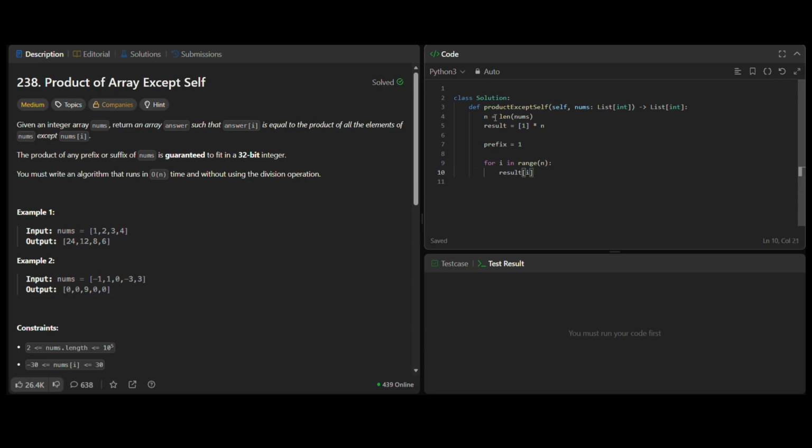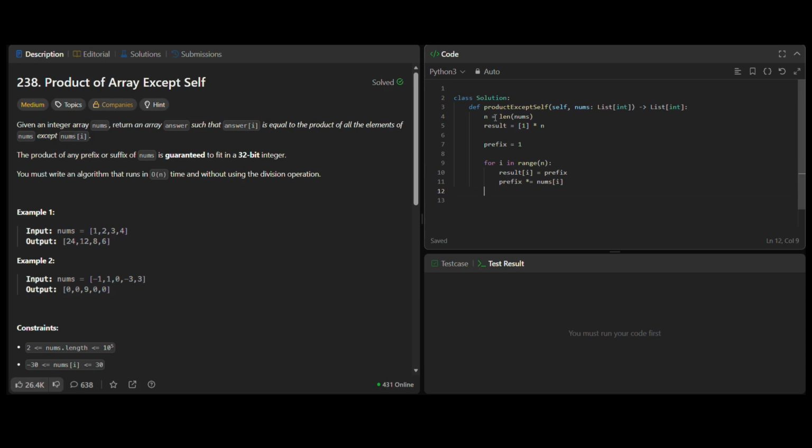The result of i equals prefix. So before multiplying it, I'm just storing the left product to the result, and after that I'm multiplying prefix with the current number, nums of i. So this loop gives us the left product completely.